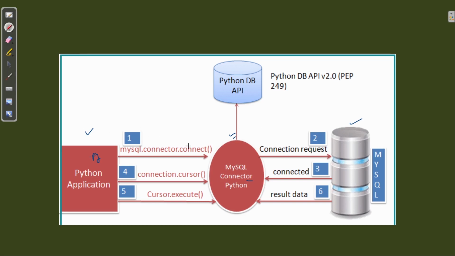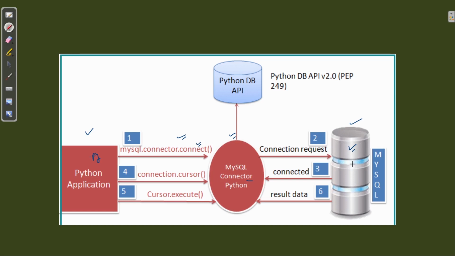Then I will explain these steps. First, we need to ask for the connection, or request the connection. Basically, we are trying to connect. We are calling the mysql.connector.connect function, and inside MySQL the request will be received. In the first step we are connecting, calling this connect function, and here the connection request has been received.